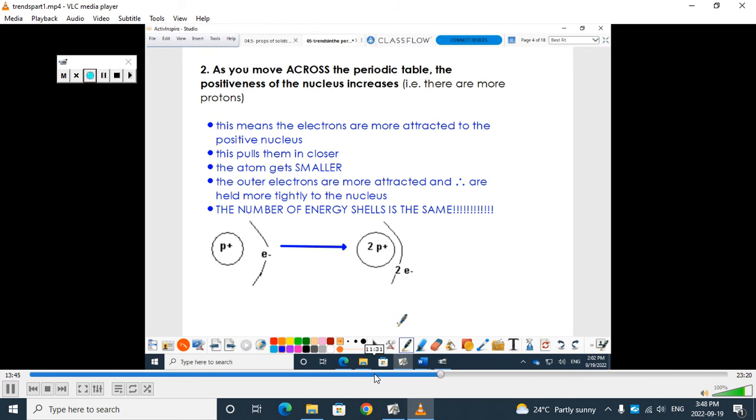So when you go across, we're English readers, so we go from left to right. So say lithium is period 2, lithium is atomic number 3, beryllium is 4, boron is 5. So you're getting an increase in the number of protons and electrons each time, but not more energy shells. So all you're doing is creating more and more spots for attraction to occur, making the orbits that are there pulled in closer, and the atom is smaller.